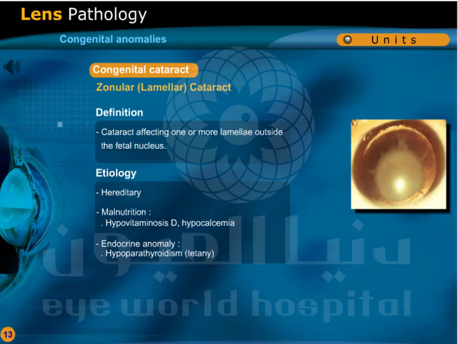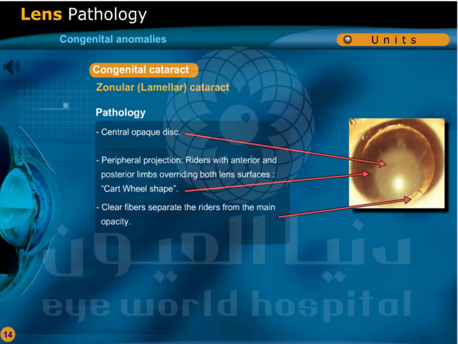Zonular or lamellar cataract. This is cataract affecting one or more lamellae outside the fetal nucleus. It could be hereditary, caused by malnutrition as in hypovitaminosis D and hypocalcemia, or there may be an endocrinal anomaly as in hypoparathyroidism, tetany. There is a central opaque disc.